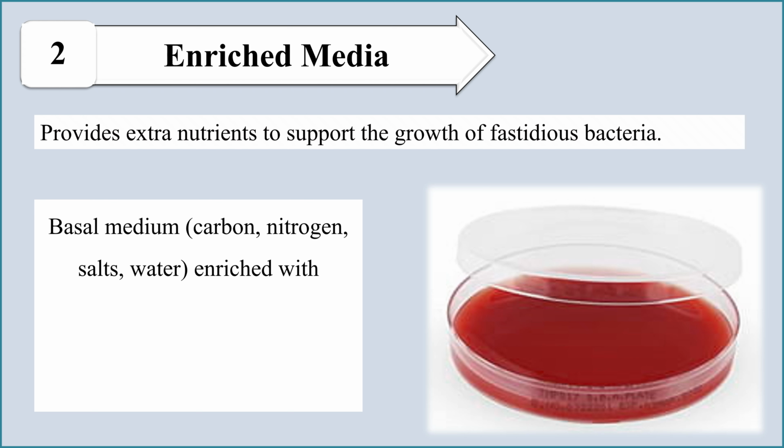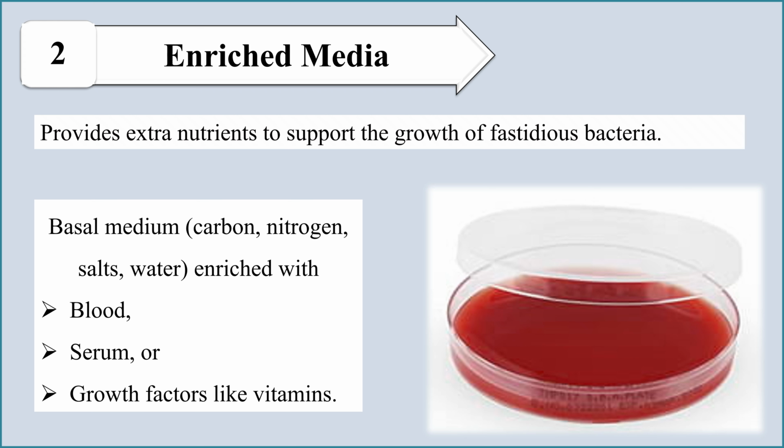So what does it require as food? This medium contains basal medium, which contains carbon, nitrogen, salts, and water. This is the basic medium. And then they are further enriched because these bacteria require extra nutritional elements. So it contains blood, some of them contain serum, and some of them may also contain growth factors like vitamins.